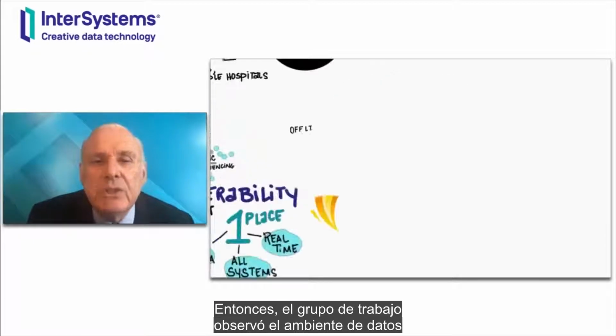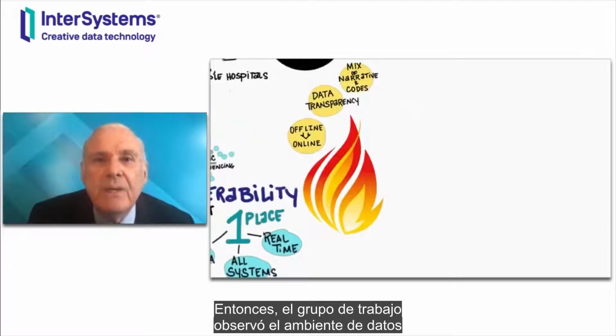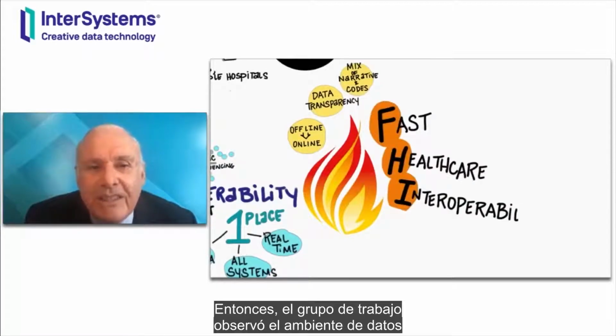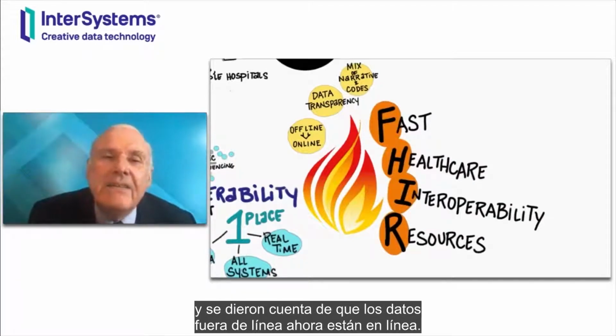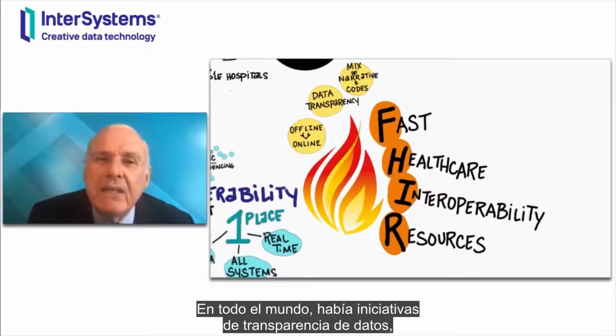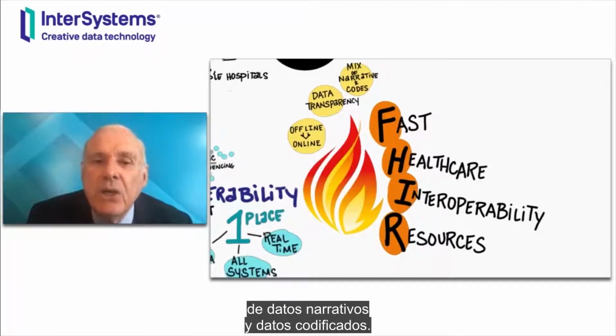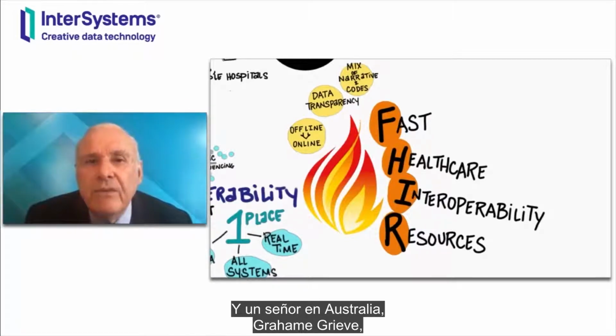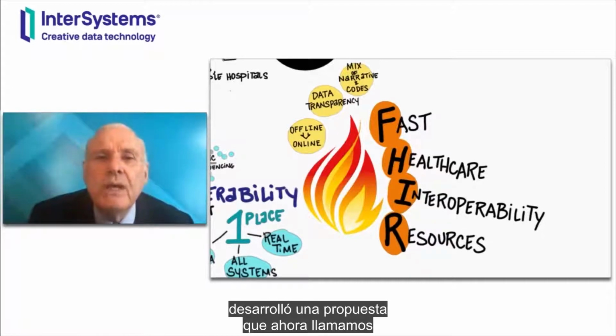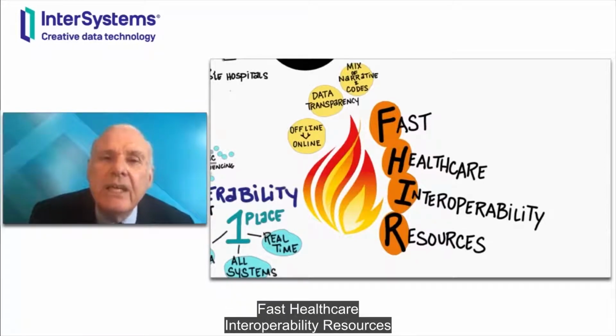So the task force looked at the data environment and realized that data was going from offline to online. Around the globe, there were data transparency initiatives going on, and data had become a mixture of narrative and coded data. And a gentleman from Australia, Graham Grieve, came forward with a proposal that we now call Fast Healthcare Interoperability Resources, or FHIR.